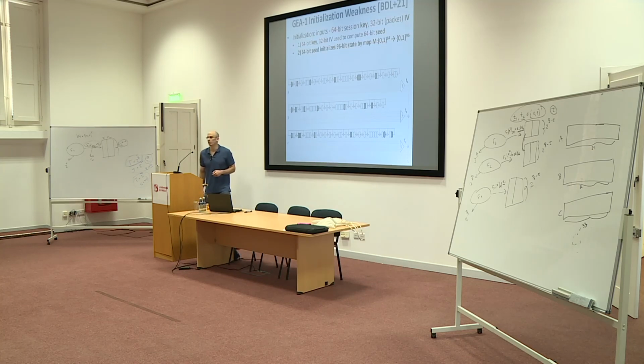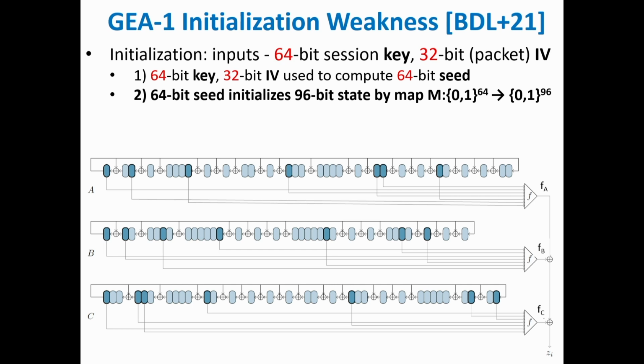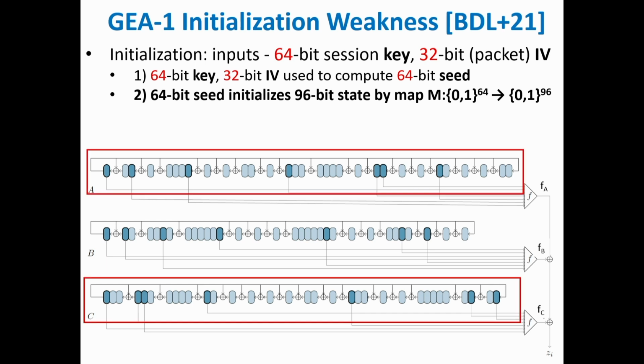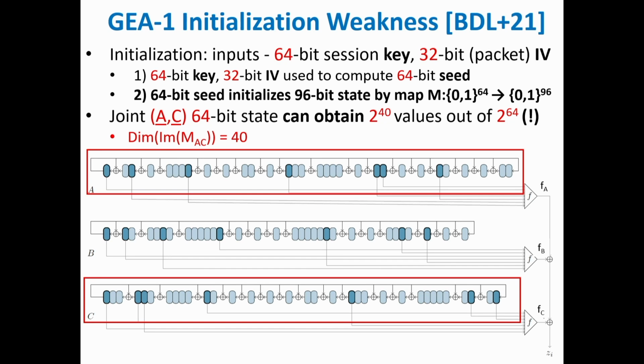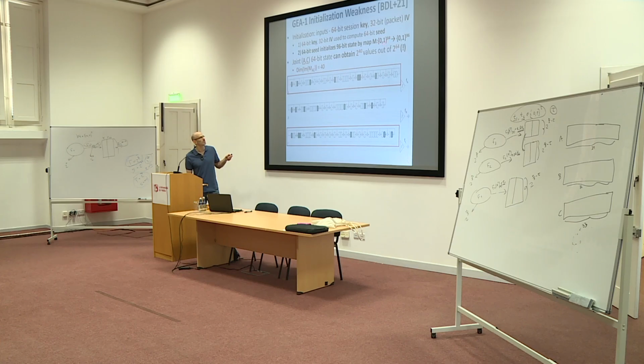So the weakness is in the initialization process. Like we said, we have two stages. The first computes the 64-bit seed, and the second computes from the seed a 96-bit state, using a linear map. And it's an interesting weakness. We look at the joint state of the two registers A and C. The joint state is 64 bits: 31 bits here and 33 bits here. In general, it should obtain all 2 to the 64 values. But apparently, the weakness is in this linear map from 64 bits to 96 bits: it can obtain only 2 to the 40 values out of the theoretical 2 to the 64 possible. And that's an interesting weakness.